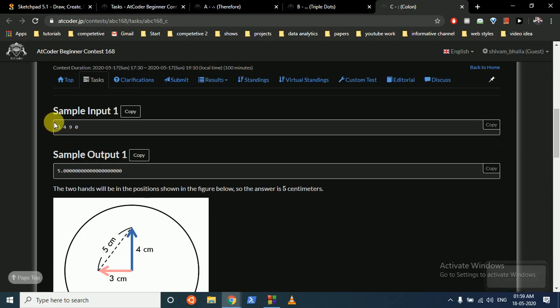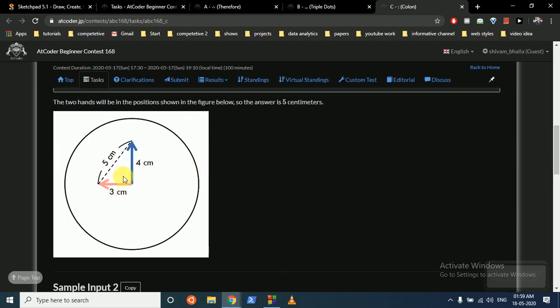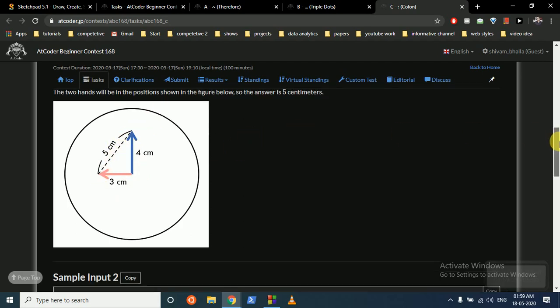As you can see, the length of the hour hand is 3, the length of the minute hand is 4, and after 9 hours and 0 minutes. So after 9 hours, the hour needle will move till here, and the minute hand will be here only. So now you have to find out the distance between the endpoints.